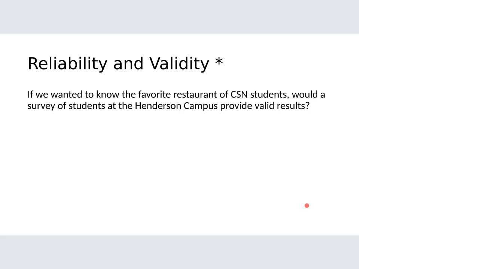What would be a different way to do this? What would be if you were going to try to find out? Right, it's a different population at Henderson. It's a different group of students. I agree completely, Zara. You're exactly right. So if you wanted to find out what the favorite restaurant of CSM students was, what might you do?